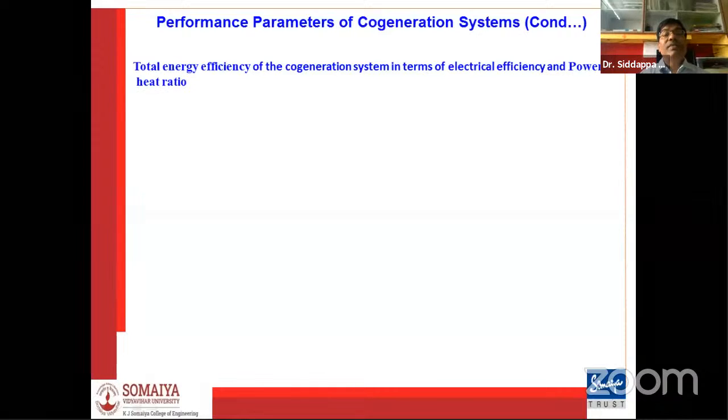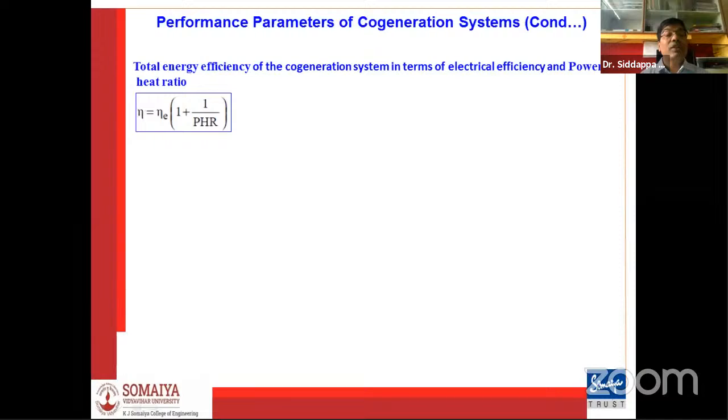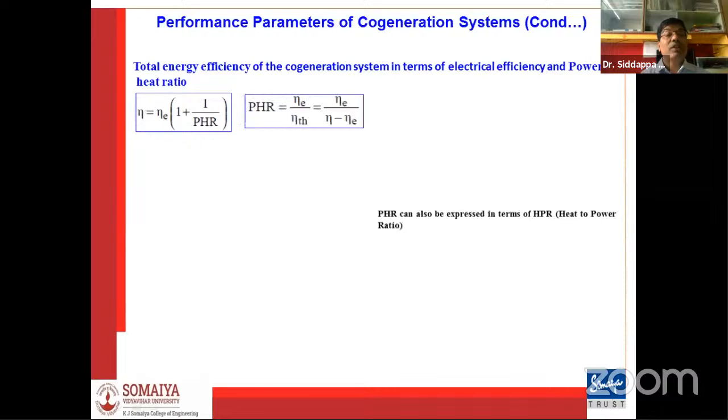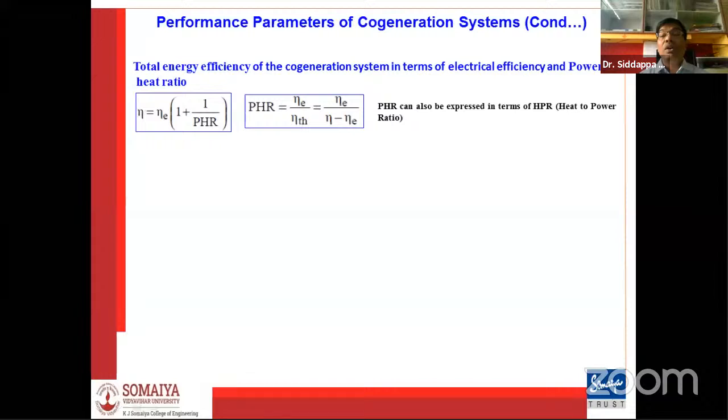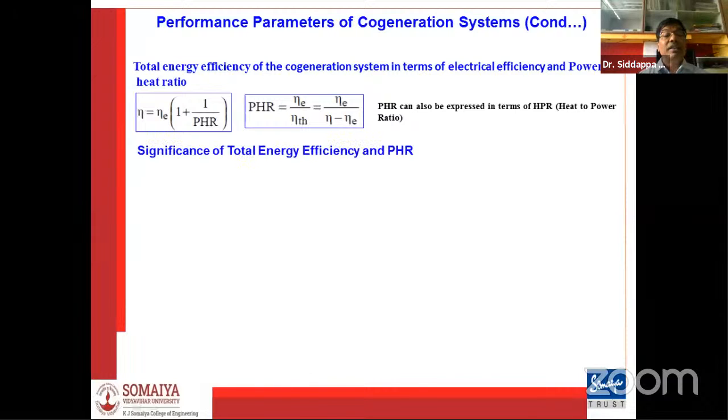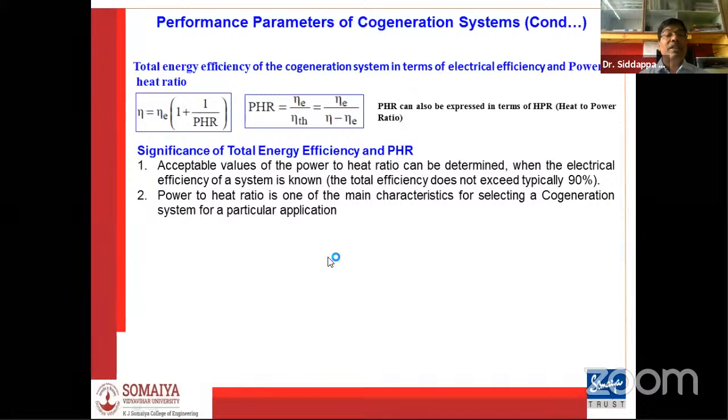Then the total energy efficiency of a cogen system, in terms of electrical efficiency and power to heat ratio, can also be expressed as overall efficiency equal to eta E into 1 plus 1 by PHR. In this case, the PHR can also be expressed in terms of electrical energy and thermal energy. Then you can express the PHR in terms of the overall efficiency of the system. And the significance of this PHR is its acceptable values. It can be used when the overall efficiency of a system is at almost 90%. And power to heat ratio is one of the main characteristics for selecting a cogen system for a particular application.